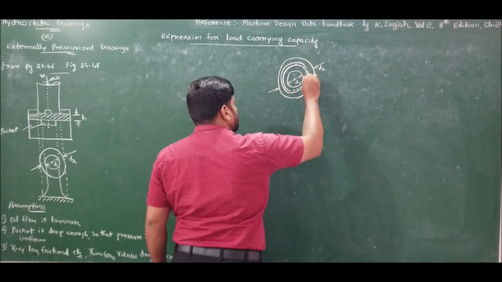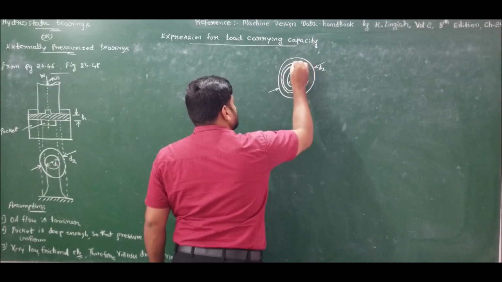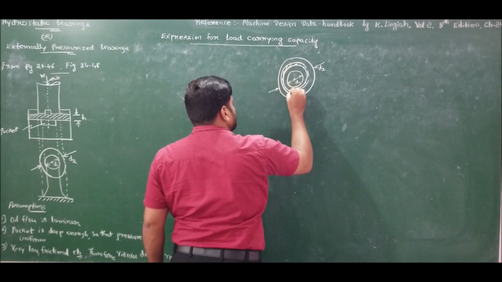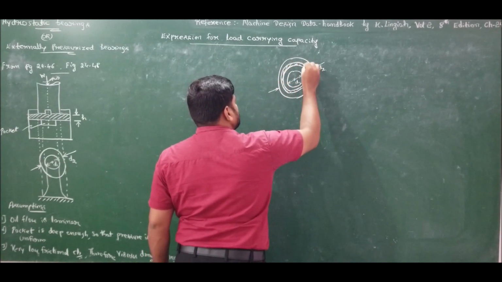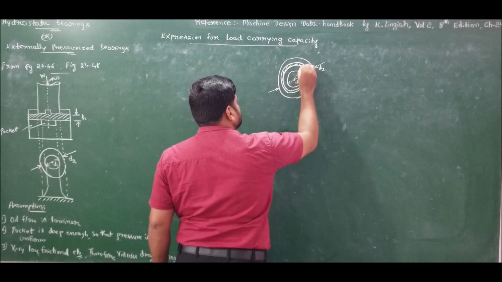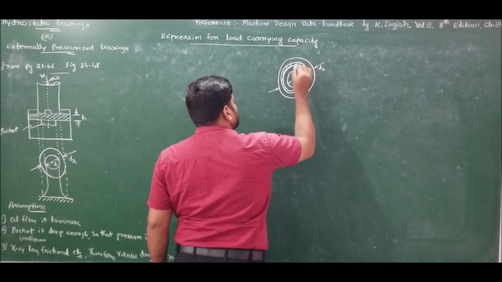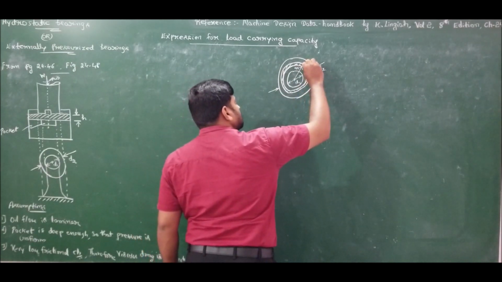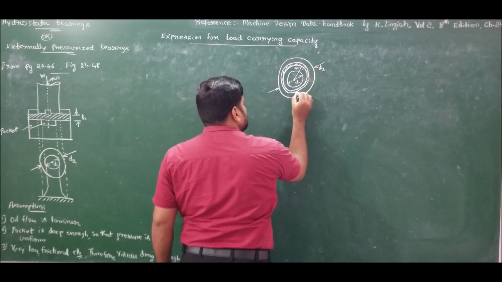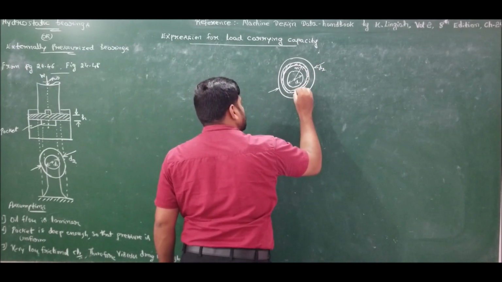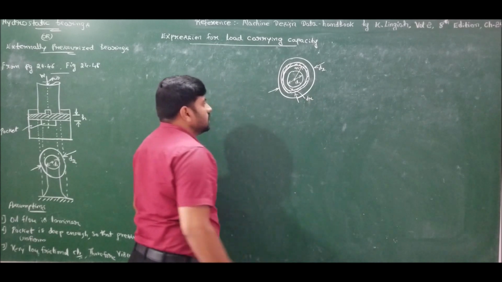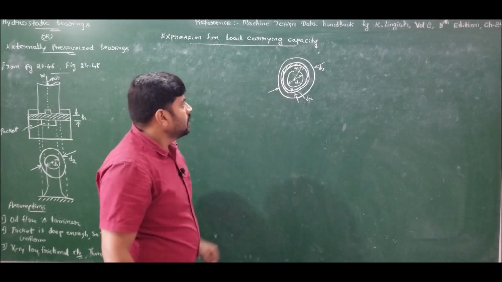Let us have an elemental ring at some radius r from the center, whose thickness is dr. Consider an elemental ring at radius r. Let us take its thickness as dr. dr is the thickness of this elemental ring.